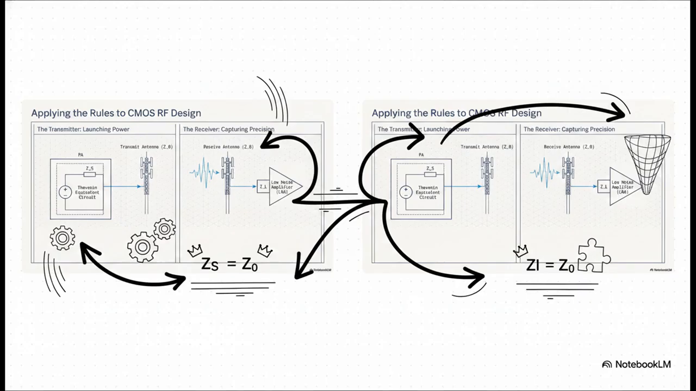And this isn't just theory, this is exactly what engineers do in real-world CMOS RF design. On the transmitter side, the Power Amplifier's internal impedance is painstakingly designed to match the antenna's impedance. That's source matching. On the receiver side, the Low Noise Amplifier's input is tuned to perfectly match that same antenna. That's load matching. They are literally enforcing the golden rules right there in the silicon.